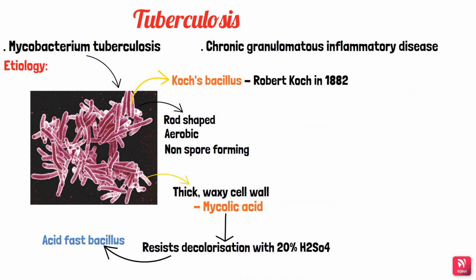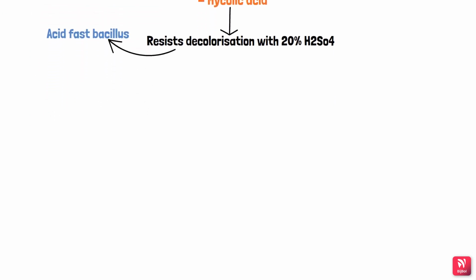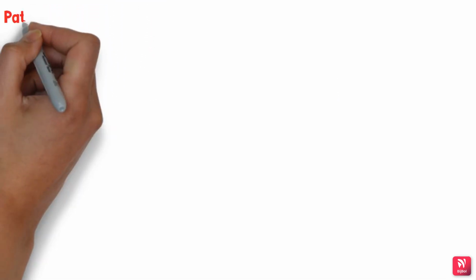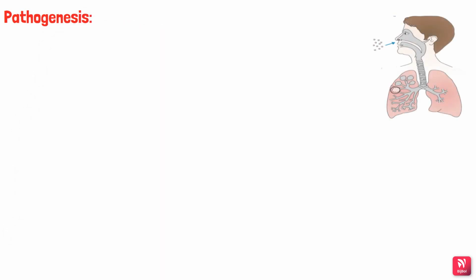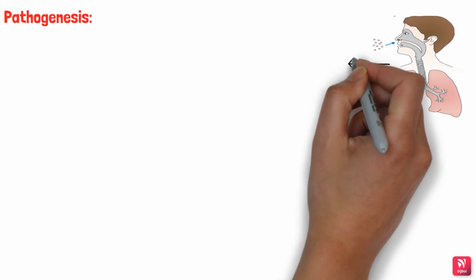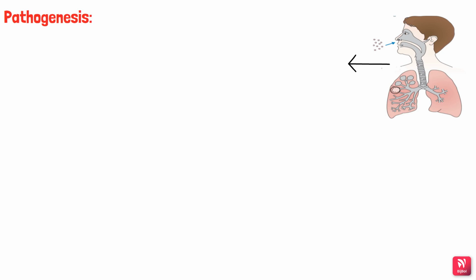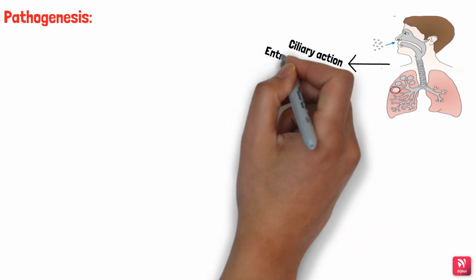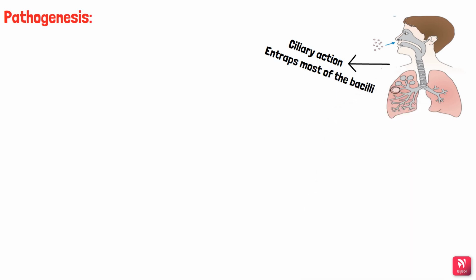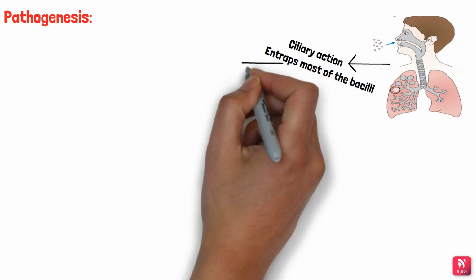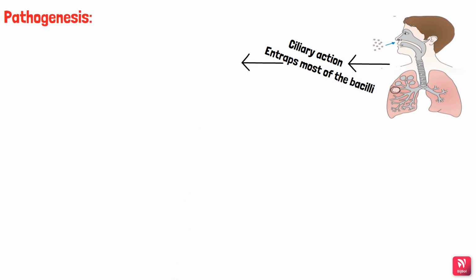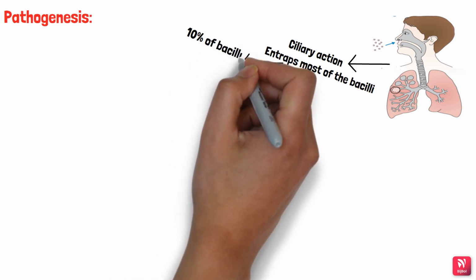Now let's see the pathogenesis of tuberculosis. How does tuberculosis occur? Usually it occurs by the interaction of the bacilli and the host through droplet infection, as you can see in the picture. Because of these droplets, they enter the nose. The nose is lined by mucosa, a ciliated epithelium. These cilia entrap most of the bacilli, and they will be thrown out or destroyed. But out of these, some 10% of the bacilli escape the ciliary route and enter the lungs, that is, the alveoli of the lungs.